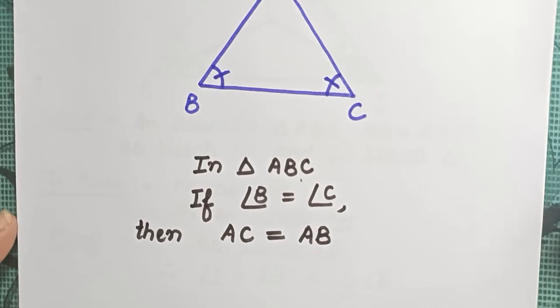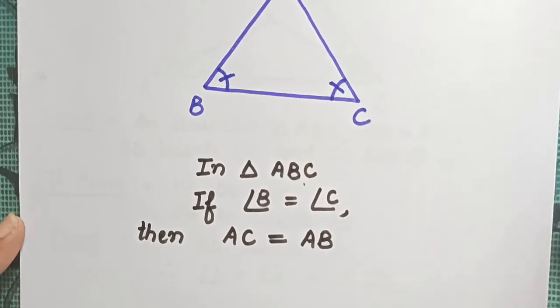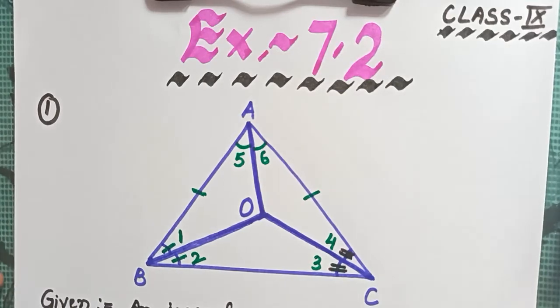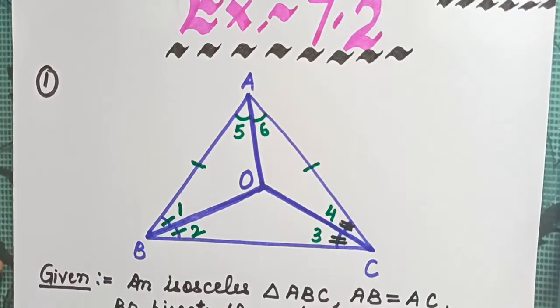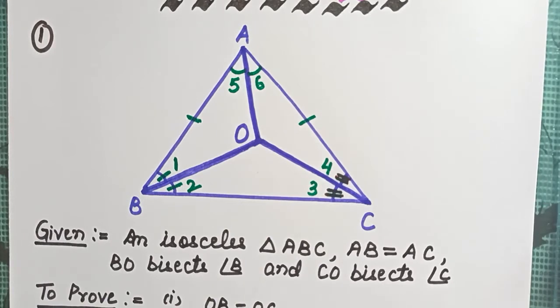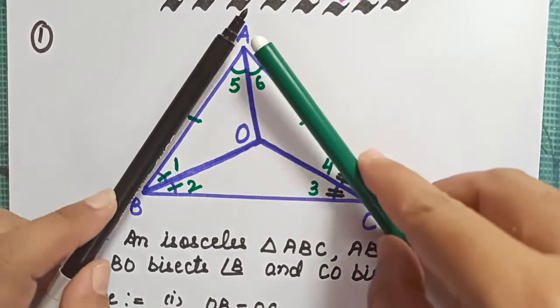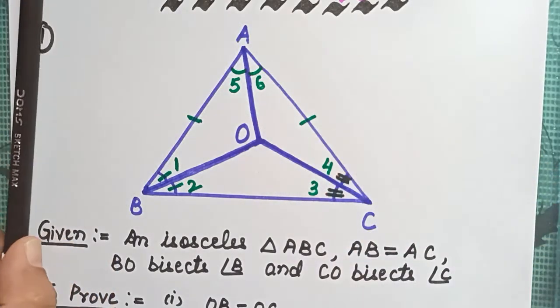So let's start the exercise. Let's do question number 1. In question number 1, we are given a triangle ABC in which AB and AC are equal. It is an isosceles triangle. So these two sides are equal.